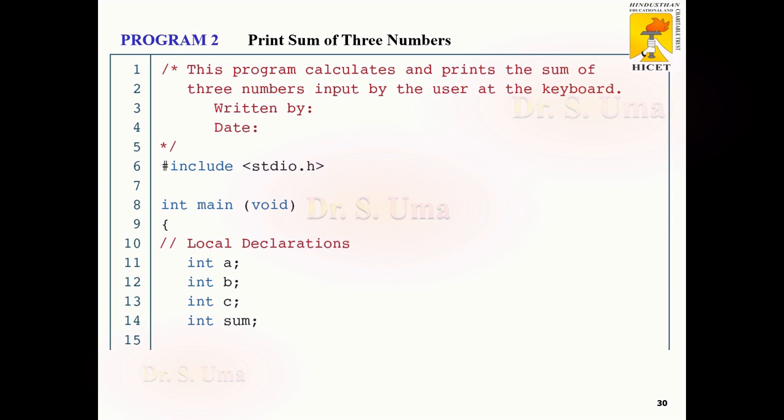Followed by this, we have the main function definition, starting with the open curly brace. Then we have local declarations. Three variables a, b, and c are defined as integer. We are having a variable sum that is also declared as integer type data in order to hold the output.